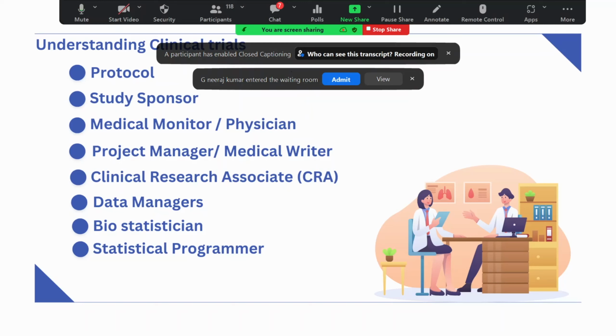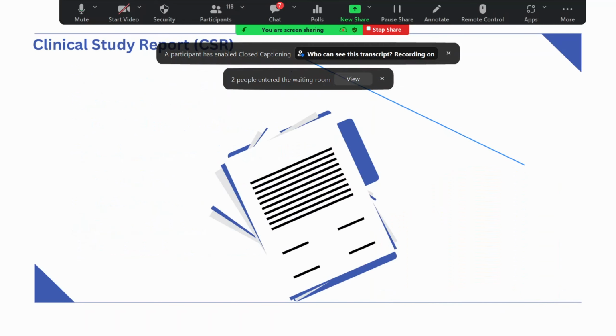regulatory agencies. The data manager, who oversees the design and maintenance of the database where the clinical trial data is stored. The biostatistician, who provides the statistical expertise in the clinical trial design and analysis of the data. The statistical programmer, who generates the required data sets, tables, listings, and figures needed for the analysis and reporting of the study. Once a clinical trial is completed, a report will be prepared and written, which is called a clinical study report, or CSR, representing the results, findings, and conclusions of the clinical trial.